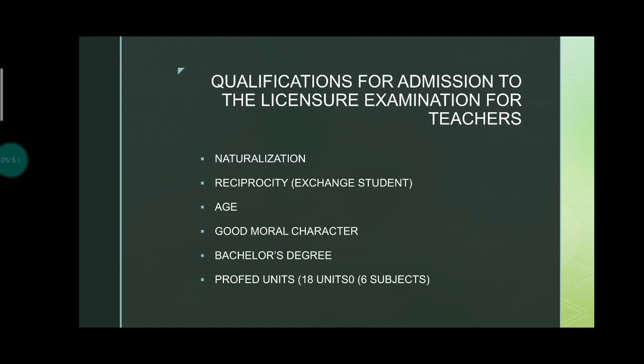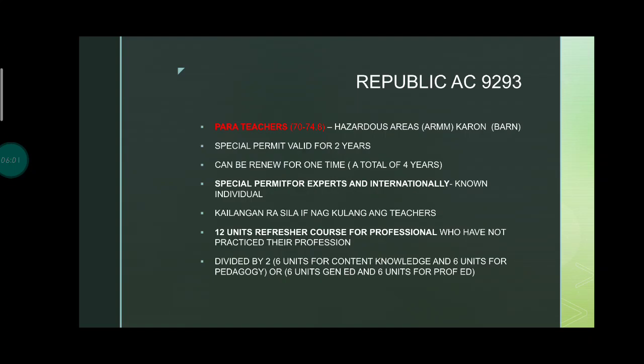If ever na kay lahi nga example imong course is HRM, mao na mo take lang ka ug unom ka subject para maka-proceed ka ana. So Republic Act 9293 is para teachers 70 to 74.80, mao ni sila ang mga nag-take og board exam nga ang ilang average is or ilang score is below 70 to 74.80.